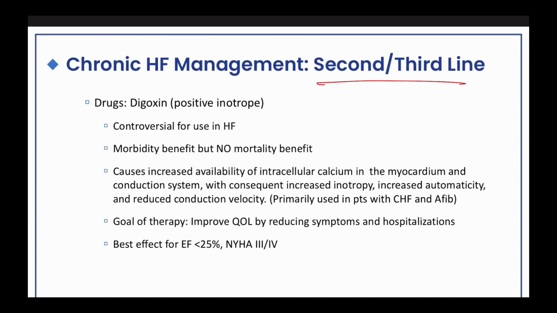Second line and third line drugs. So everything we learned right at the beginning was the first line. They have to be on one of those classes: beta blocker, ACE, diuretic, and one of these SGLT2 inhibitors. One of each category. So they'll be on 4 medications, plus probably a baby aspirin.